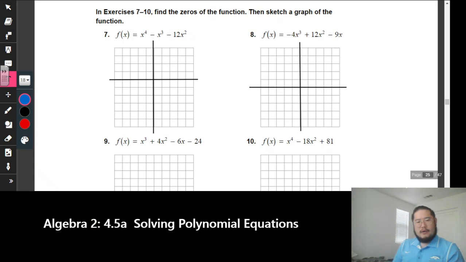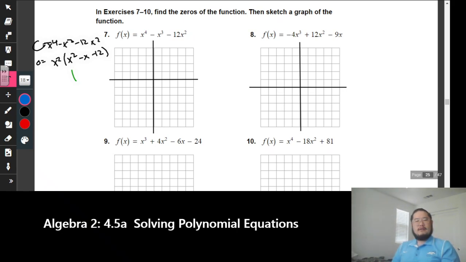Let's take our equation, x to the 4th minus x to the 3rd minus 12x squared. Set it equal to 0. Can we factor anything out? You bet. Hopefully you realize I can factor out x squared. And so I now have x squared minus x minus 12. Okay? So now we could factor this some more, and we're left with factors of negative 12 that add up to negative 1: x minus 4, and x plus 3.